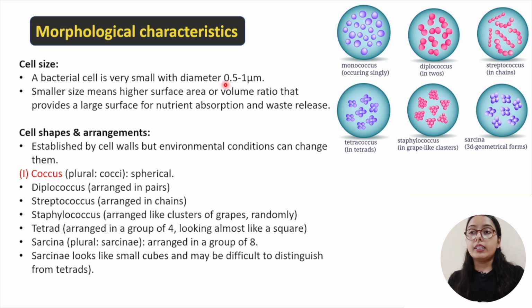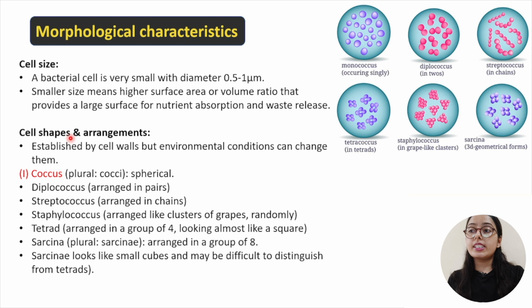micrometer. The smallest known bacteria belong to the genus Mycoplasma, which have a diameter of around 0.3 micrometer. However, recent studies have also shown that there are even smaller known bacteria called nanobacteria or ultrabacteria, which have a diameter of around 0.05 and less. The benefit of this smaller size is that the smaller the size, the higher the surface area to volume ratio, so it can provide a larger surface for nutrient absorption as well as the release of waste.